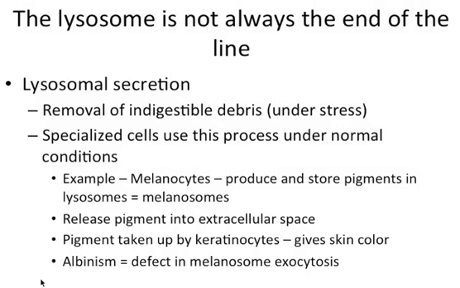So carbon nanotubes, from the environment, usually, of some sort. I don't mean just out in the natural environment, but from outside the cell, something that might come in and be indigestible, such as carbon nanotubes. Thank you. Okay, so albinism, this is a defect in melanosome exocytosis.